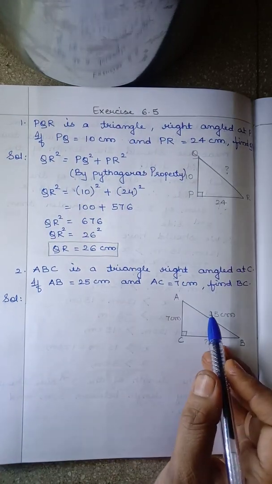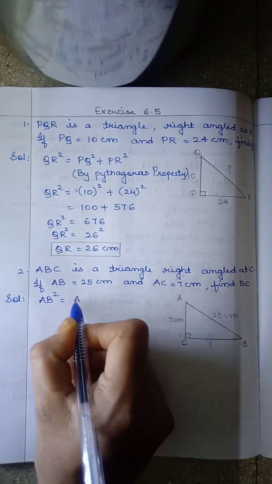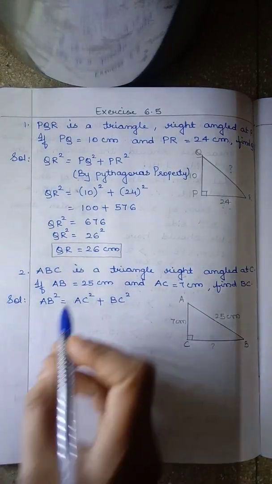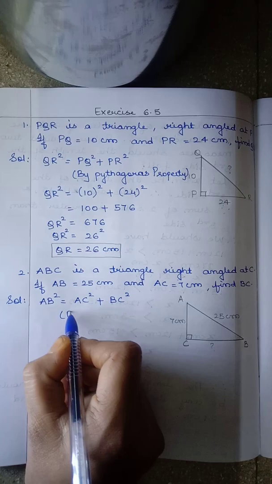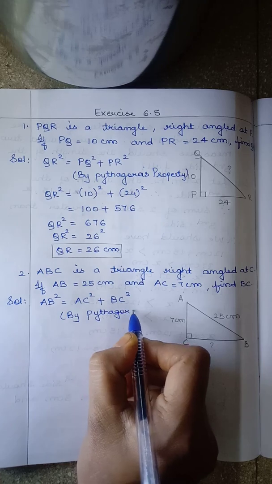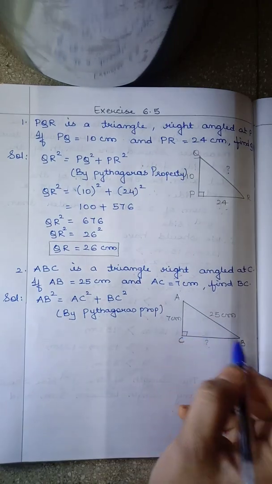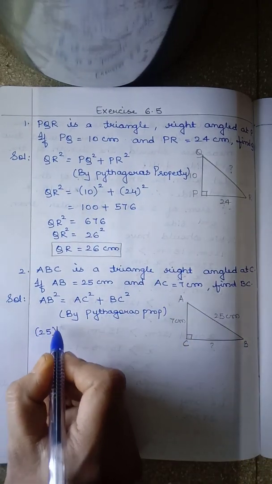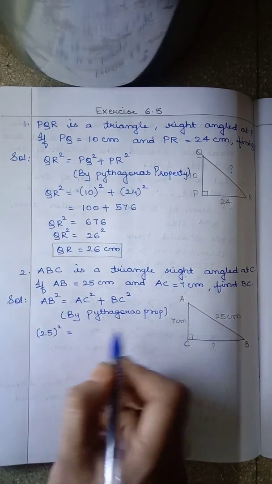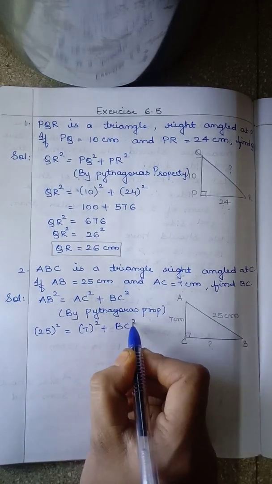The hypotenuse is the side opposite to the right angle, that is AB. AB square is equal to the sum of the squares of the other two sides. The other two sides are AC and BC. So AB square equals AC square plus BC square. Write the reason, by Pythagoras property. Now substitute AB. Side AB is given, 25 whole raised to square. Square is there in the property, so you write it as it is. AC is how much? 7. So write 7 square plus BC square, as it is, because we have to find BC.